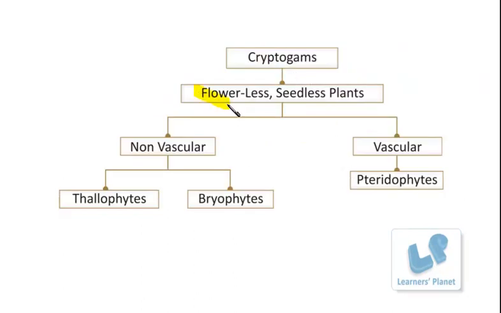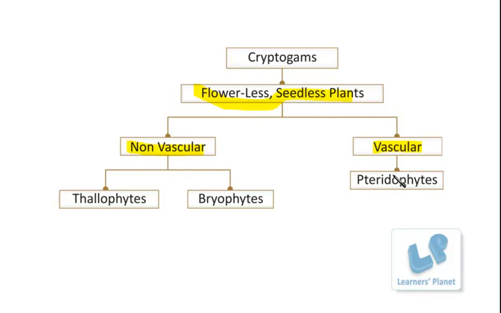So these cryptogams are known as the flowerless or the seedless plants. In your exams, the question may come by this name, and that's why I'm highlighting this point: explain the features of seedless plants. So in that case, you have to explain the cryptogams. Fine. Anyways, these seedless plants or flowerless plants are, as I said, classified on the basis of their vascular system. So on the basis of the vascular system, they can be either non-vascular or vascular. That means in them the xylem and phloem may be developed, or may not be developed.